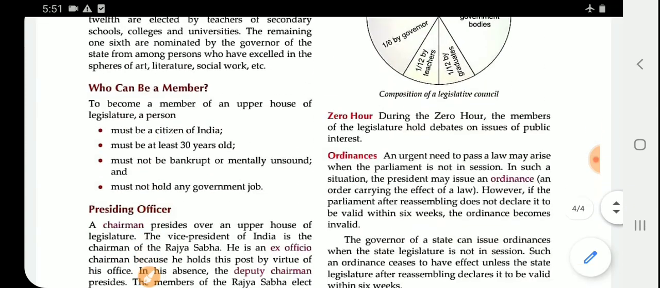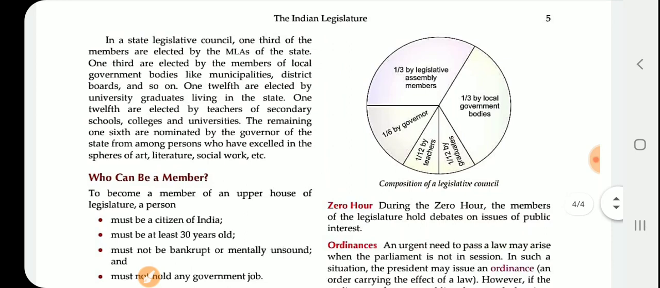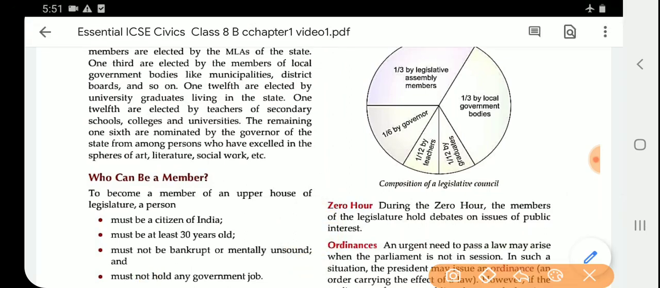Okay. Now, after this, the state legislative council: one third of the members are elected by the MLAs of the state, one third are elected by the members of local government bodies like municipalities, the district board, and so on. 1/12 are elected by the university graduates living in the state. 1/12 are elected by the teachers of secondary schools, colleges, and universities. The remaining 1/6 are nominated by the governor of the state from among those who have excelled in the spheres of art and social work.